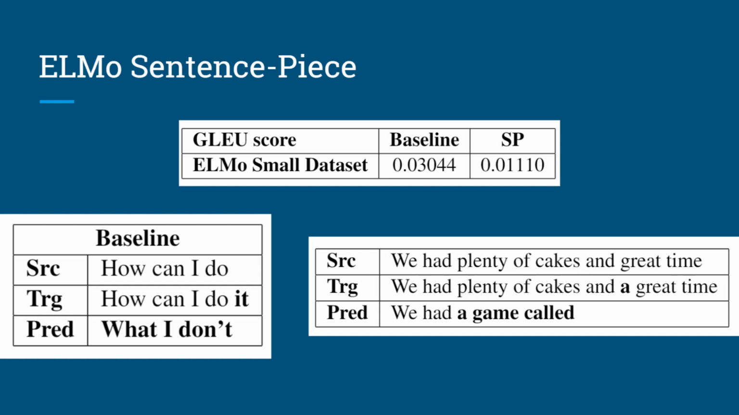My theory was, if it already is character-based and context-dependent, breaking it into suffixes and prefixes isn't going to give it any more information. So that's my theory why it did worse. Also, it took like 50 times longer to train, and I wasn't able to train as long. Here you can see the baseline didn't really learn much, and then on "plenty of cakes and great time," the SentencePiece didn't learn anything either.